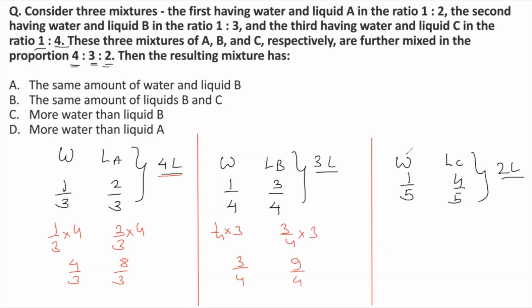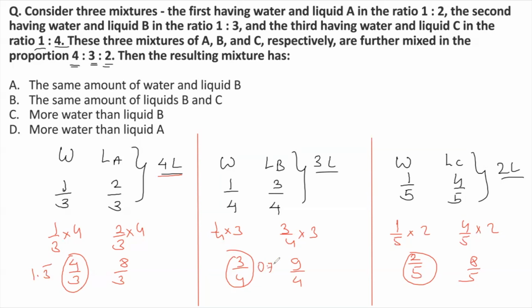And lastly, the water content in the last mixture will be 1/5 of 2 liters, 1 by 5 into 2, and the liquid C content is 4/5 of 2 liters. That's basically 2 by 5 liters and 8 by 5 liters. Now, the total water content is going to be sum of these three values, 4 by 3, 3 by 4 and 2 by 5. You can approximately take them. This is 4 by 3 being 1.3 recurring, 3 by 4 is 0.75 and 2 by 5 is 0.4.